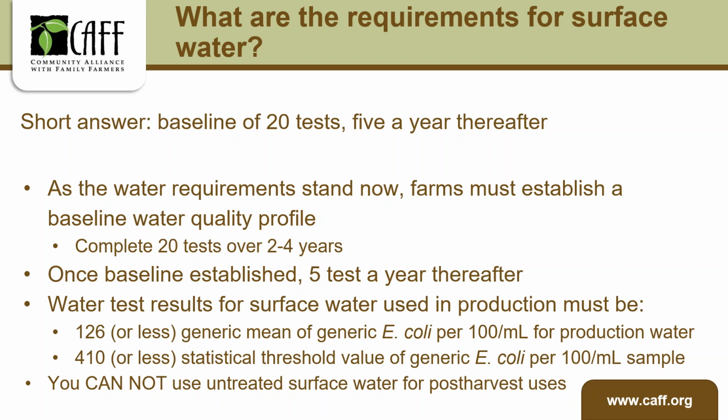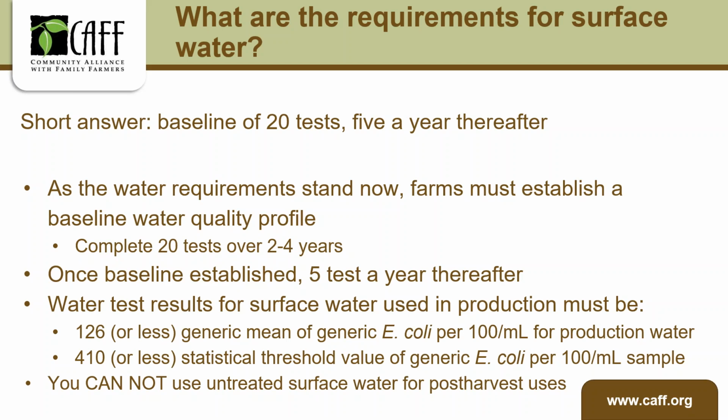Those numbers are explained in depth in the training that farmers need to attend to be in full compliance with the law. And there are a few different resources out there, like free Excel tools from the University of California at Davis, and at Arizona they have a different tool that helps farmers just plug in each of your 20 test results, and then it calculates the geometric mean and the statistical threshold value for you.